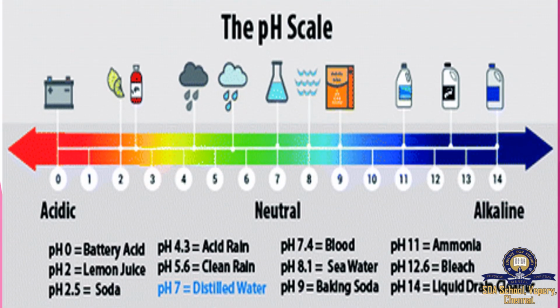Here we have a pH scale. The readings are between 0 to 14. From 0 to 7, the solution is acidic in nature. More than 7 to 14, it is basic in nature. In the middle, 7 is neutral in nature. Totally, we have 14 points to find out the nature of the solution.